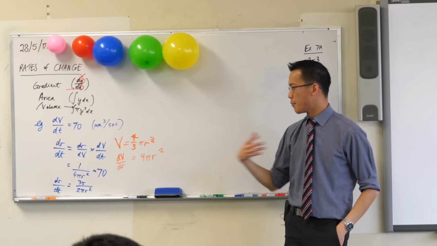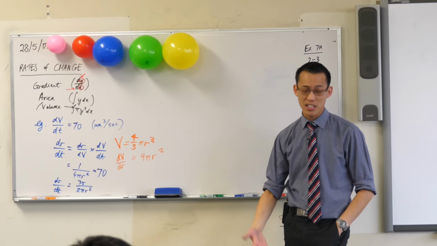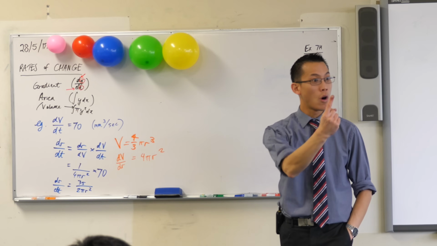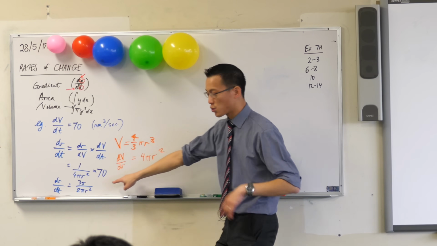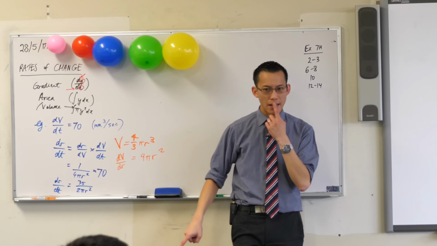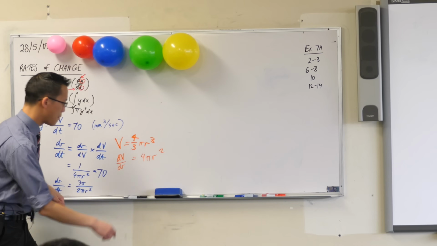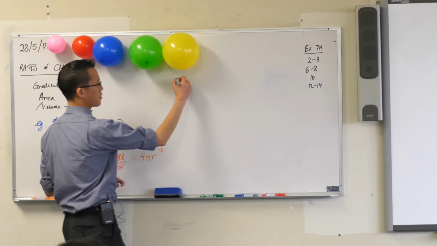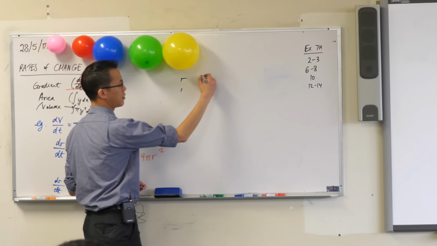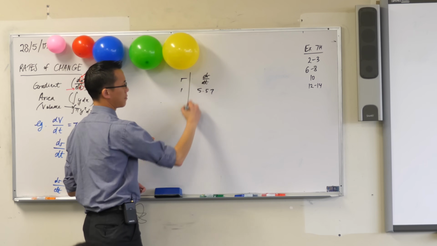I'm not going to put in r equals 0, because then I'm dividing by 0, that's a bit of a downer. Let's try something nice and small, like r equals 1. If you put r equals 1 into here, what number do you get out? 5.57, okay? I might write that down. When r is equal to 1, dr on dt is 5.57.